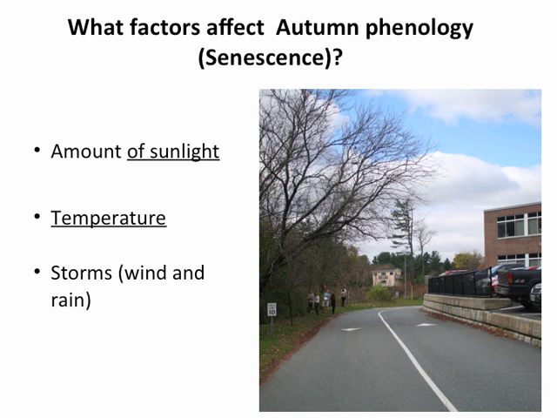So anyway, the factors that affect autumn phenology, as you probably could guess, are sunlight, temperature, and storms. But what I want you to think more about and actually write down under sunlight is: what are some things that would affect the amount of sunlight? Write down one to three things below where you wrote sunlight on that line.